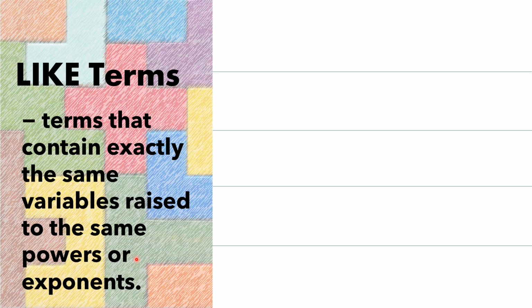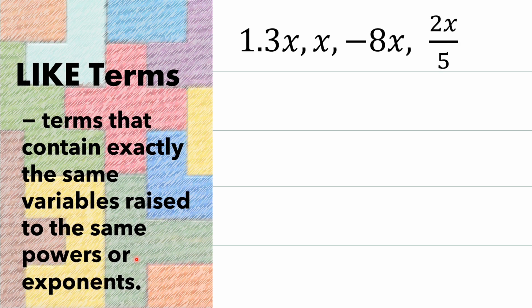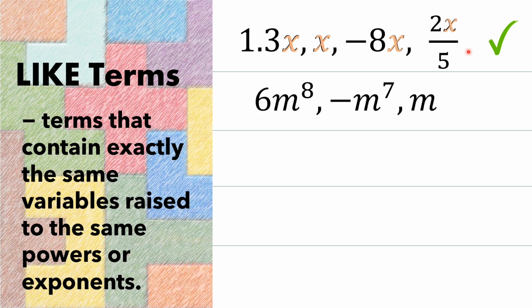Let's have the first one. 3x, negative 8x, 2x over 5. Literal coefficients are the same. This is x. Therefore, this set of terms are like terms. Next, 6m raised to 8, negative m raised to 7, m.